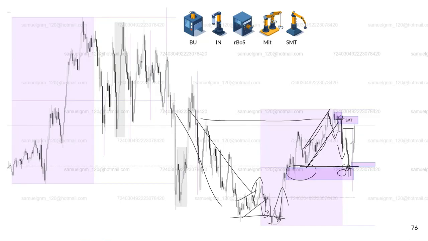Into obviously relevant break of structure in here, right?